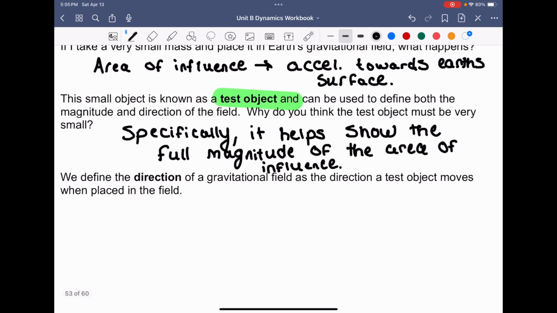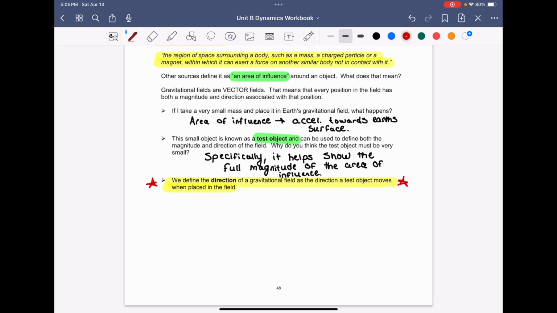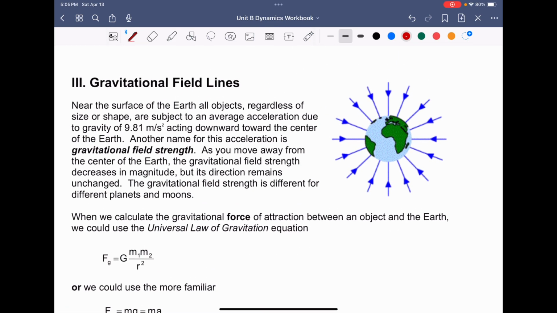Now, something I really want you to highlight in your notes revolves around defining direction and how we know the direction the object would move. If I take a test object and place it in a field, what I want to see is the direction and magnitude. So if we place this object in, we can define the direction of a gravitational field as the direction the test object would move when placed in that given field. That is extremely important because when we look at the diagram on this next page, I just want you to see how the overall vector arrows look and a couple of key notes about this.